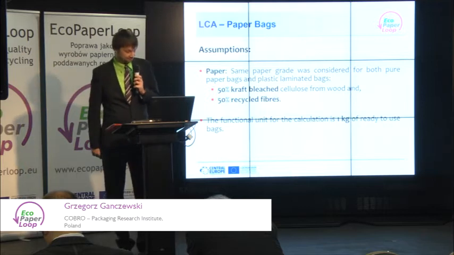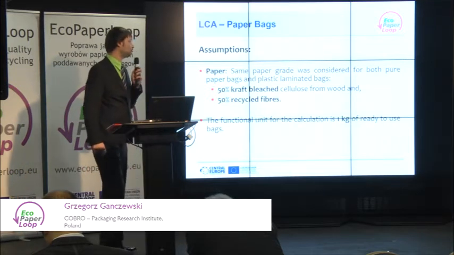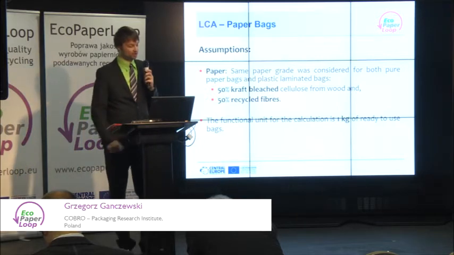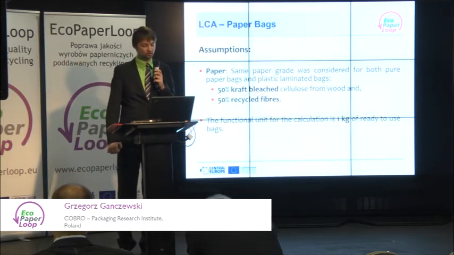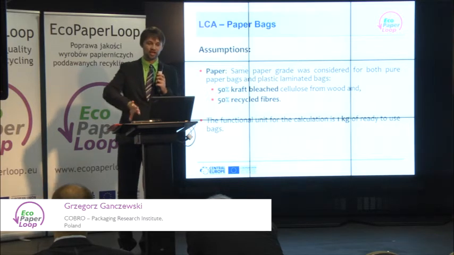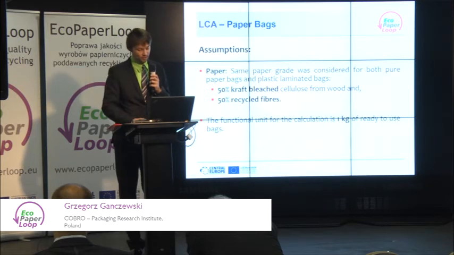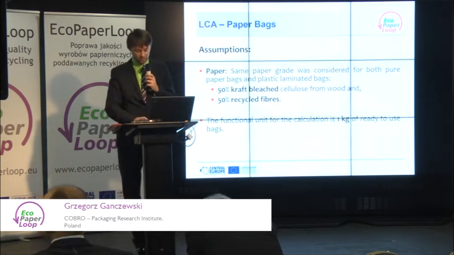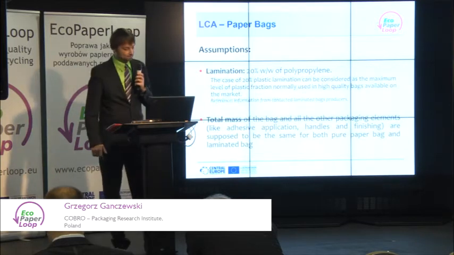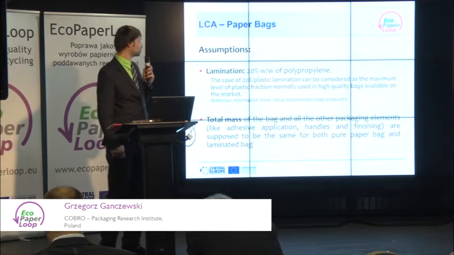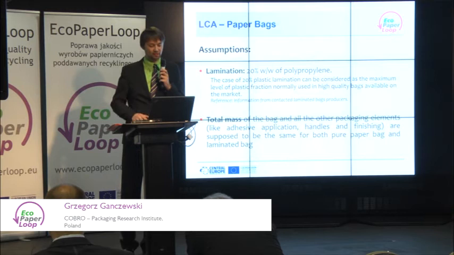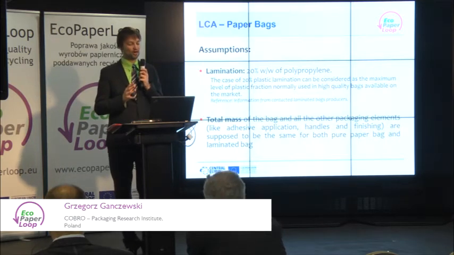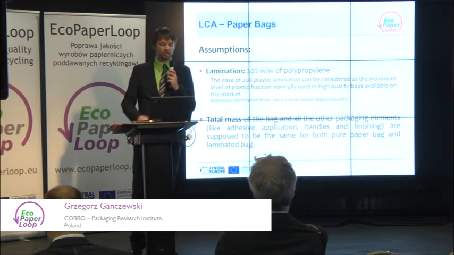Some more assumptions. The paper grade that was considered for both pure paper bags and laminated bags is a mixture: 50% kraft bleached and 50% recycled fibers. The functional unit of the calculation was 1 kilogram of ready-to-use bags, so just some number of bags which weigh 1 kilogram, for clarity's sake and for the results to be more comprehensible. For lamination, we took into account 20% of weight of polypropylene in this bag, based on information that we got from laminated bag producers. They said this is a maximum level of plastic fraction normally used in high quality bags available on the market, and this is the type of bags that we considered.